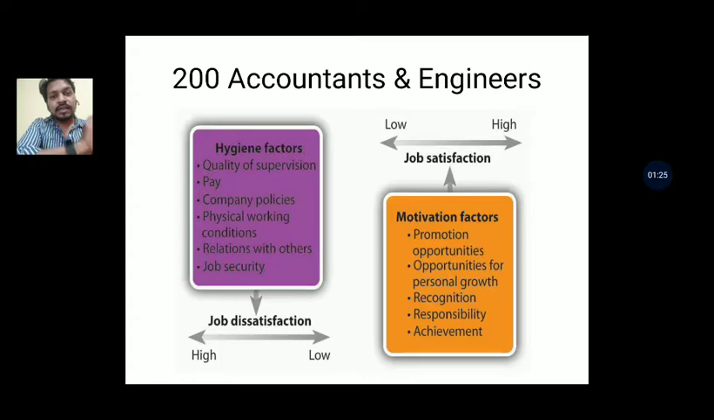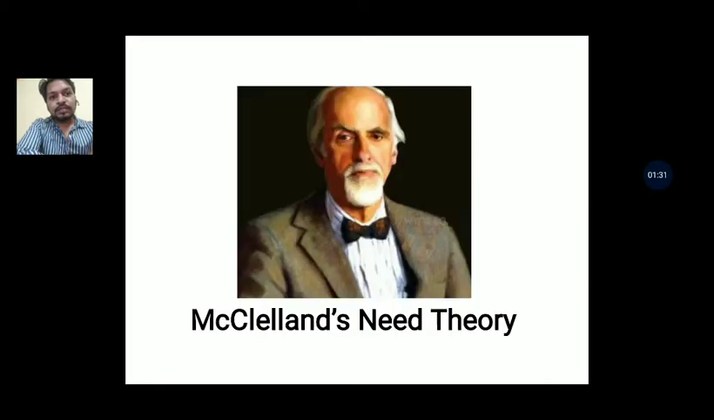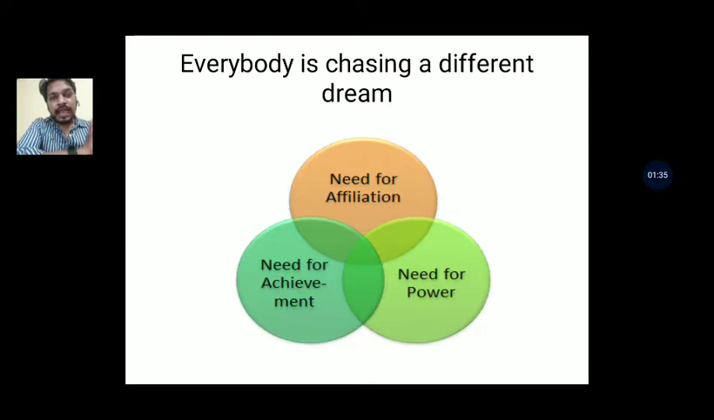Now, with that in mind, we'll move on to the next theory, which is again a different take on the same old theory of Abraham Maslow's need hierarchy. This is McClelland's needs theory. He talks about individuals as everybody chasing a particular dream. Many times, let me just give you an example.